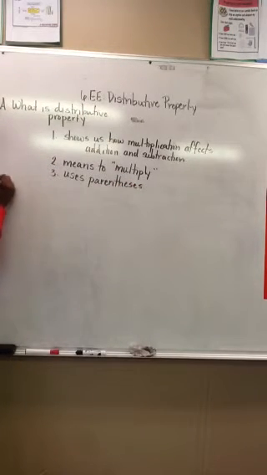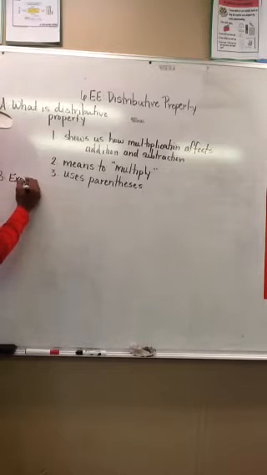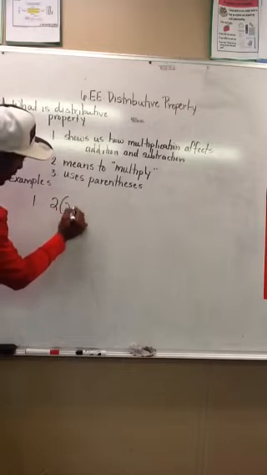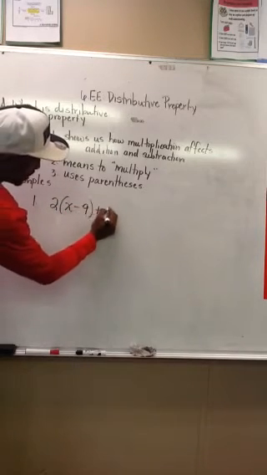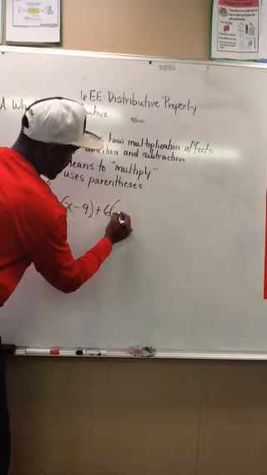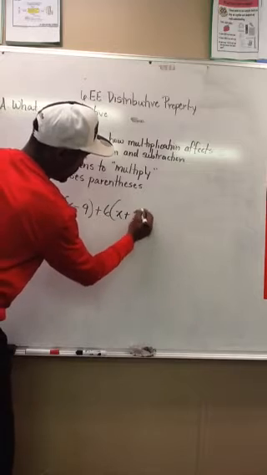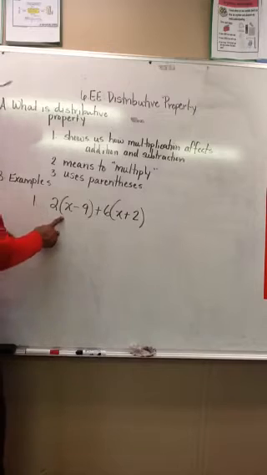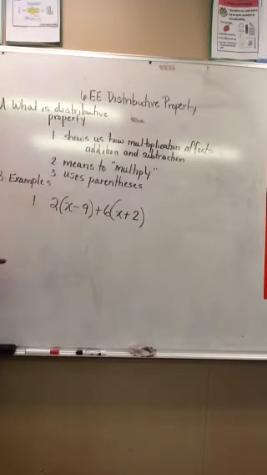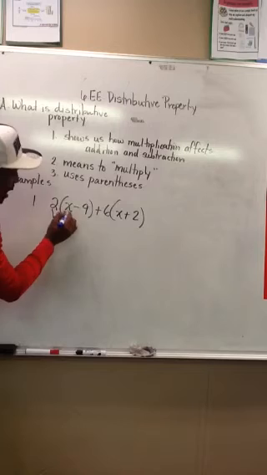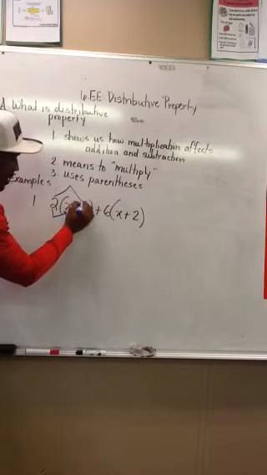So if I gave you some examples, you might have something like 2 times (x minus 9) plus 6 times (x plus 2). I know I'm using distributive property because I see parentheses and I see a constant on the side of the parentheses. Our notes tell us that distribute means to multiply. So this simply means I'm going to multiply everything on the outside of the parentheses by everything on the inside.